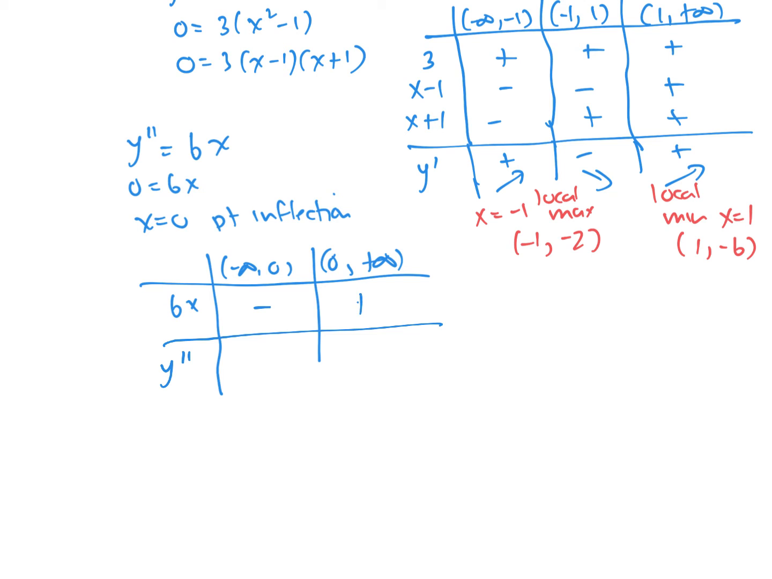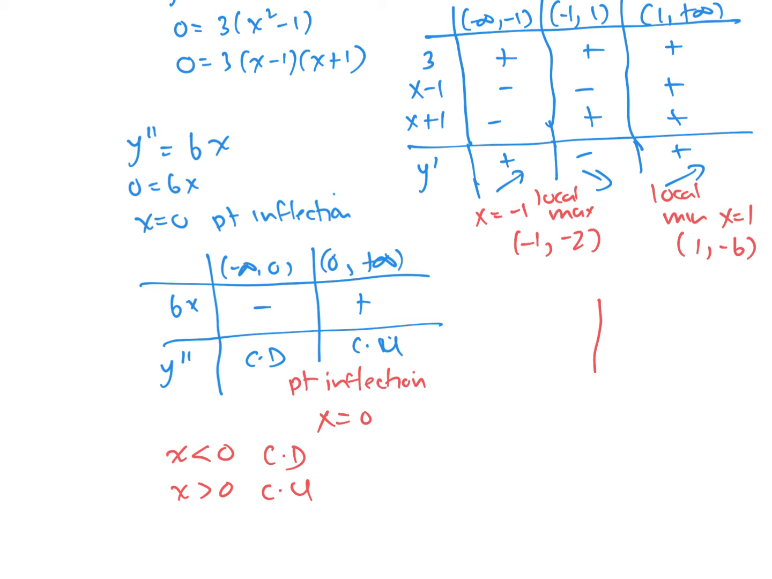So negative, positive, concave down, concave up. There is a change in concavity, so there is a point of inflection at x equals 0. When x is less than 0, it's concave down. When x is greater than 0, it's concave up. So we can start sketching.